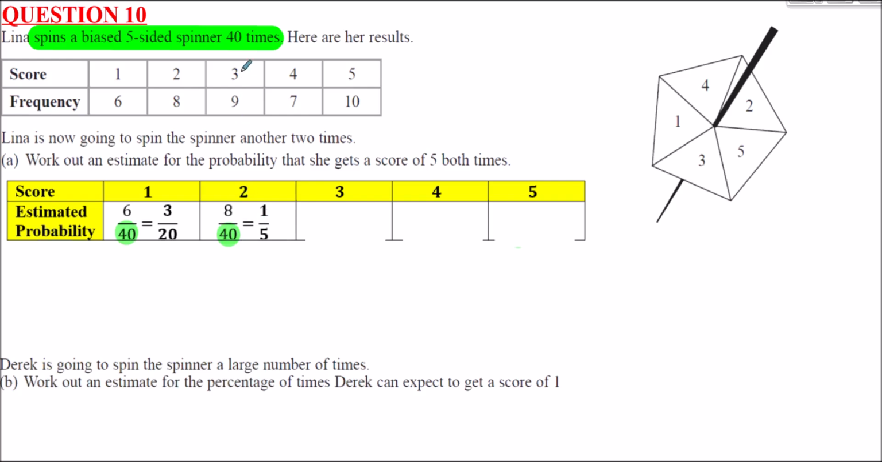She spun a 3 9 times out of 40, so that's our best estimate of spinning a 3. She spun a 4 7 times out of 40, in the same way that's the best estimate of scoring a 4. And she scored a 5 10 times out of those 40, and 10/40 simplifies down to a quarter because both 10 and 40 can be divided by 10.